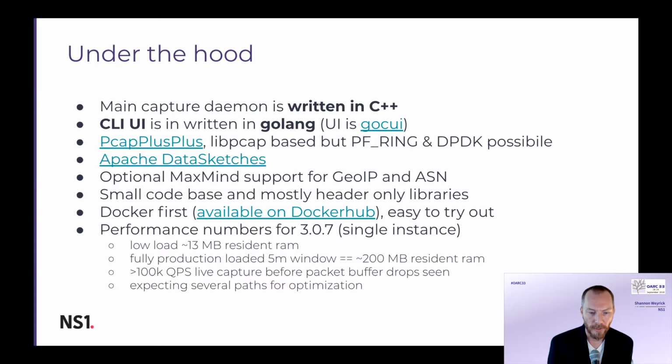In terms of packets it can capture, it's been measured at better than 100,000 QPS on a single node in a single instance before it starts dropping some information from the buffer. Nothing goes wrong with this except that the summary starts to become inaccurate. And there are several ways we can think about optimizing this as we go forward.